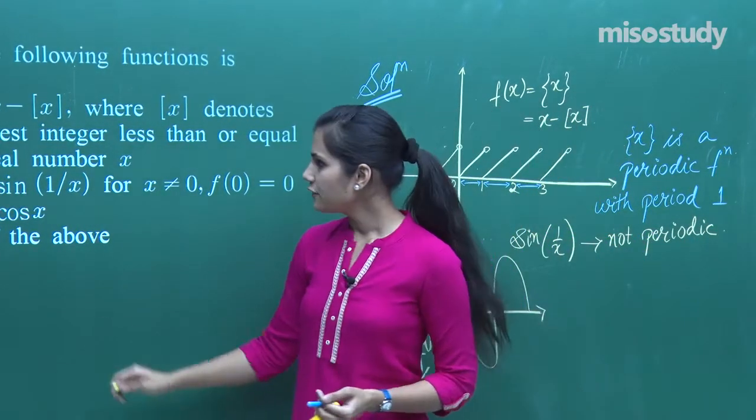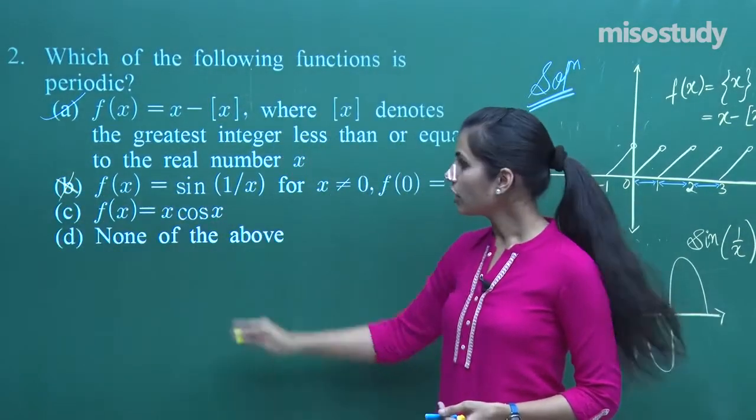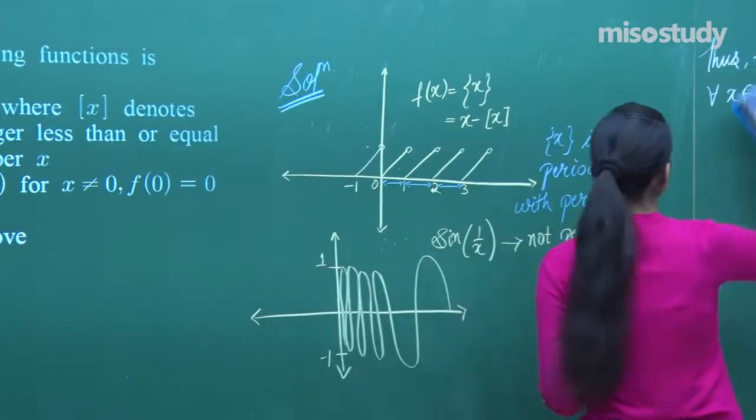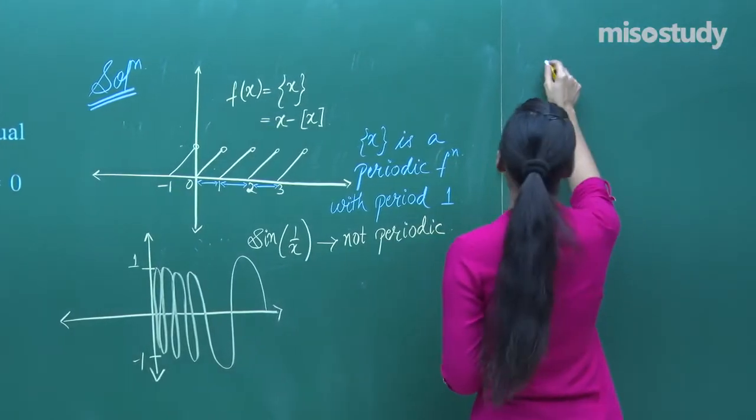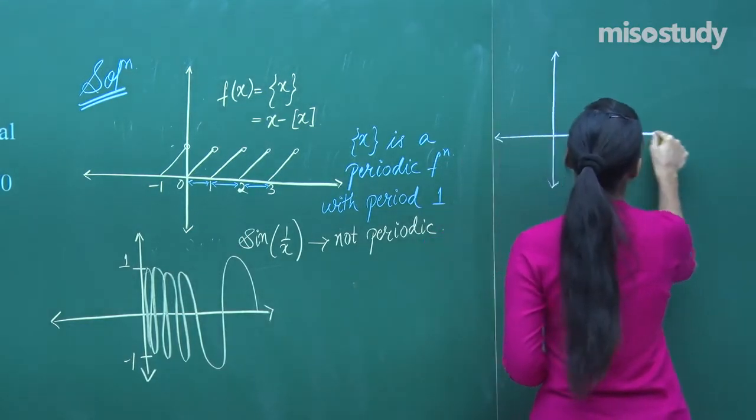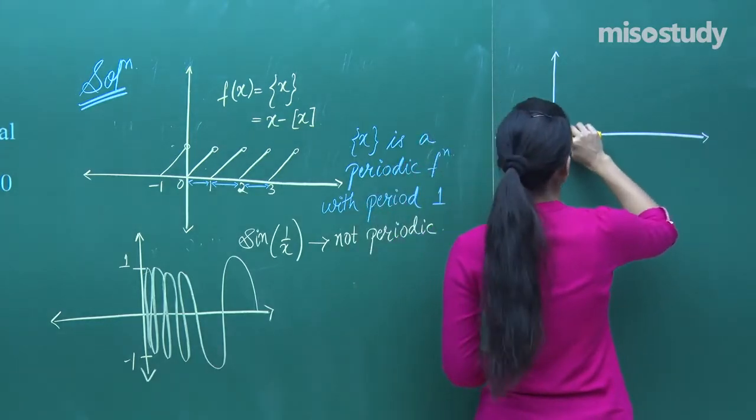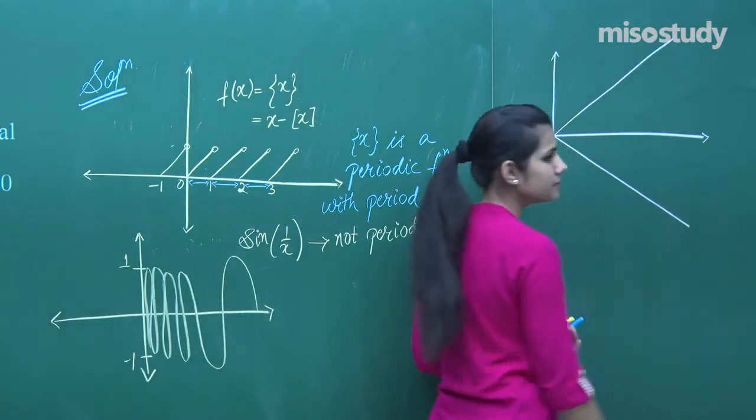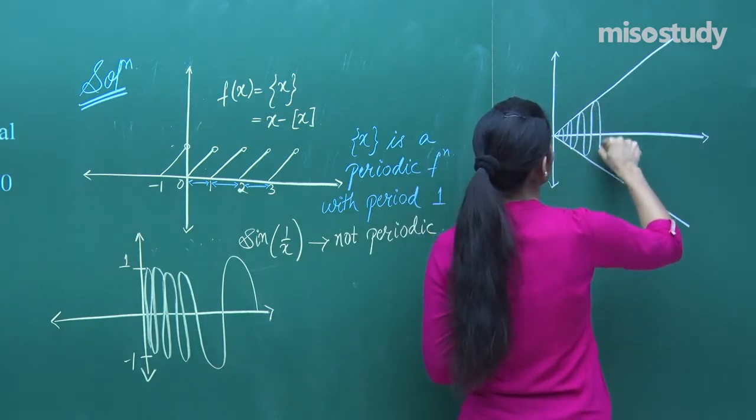Fine. Next, if I talk about x cos x, so basically B option happens to be wrong. If I talk about x cos x, this is very nice. The graphical representation of x cos x is nice. What does it say? Well, x cos x. Firstly, draw the graph of y equals x. Y equals minus x. And then you start drawing the graph of cos x.